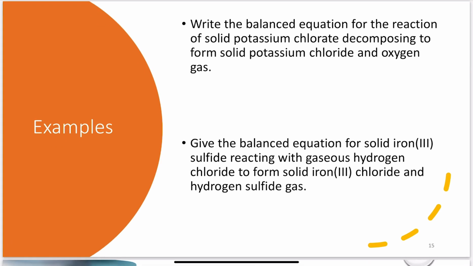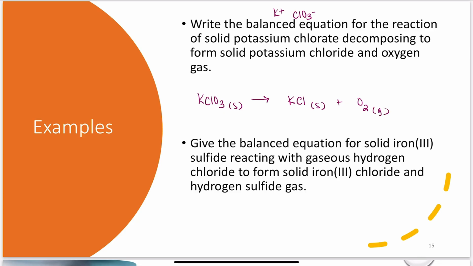Okay, what about this example? Or these 2 examples. Write the balanced equation for the reaction of solid potassium chlorate decomposing to form solid potassium chloride and oxygen gas. So first, potassium chlorate. Potassium is K plus, chlorate is ClO3 minus, so I just need 1 of each. KClO3, and it tells me it's a solid. That's decomposing to form solid KCl and O2.